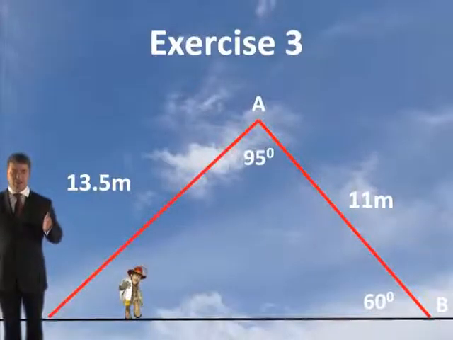Exercise 3 said 2 ladders are pitched together as shown here. One ladder is 11 metres and the other is 13.5 metres. They make an angle of 95 degrees. Determine the height to point A.